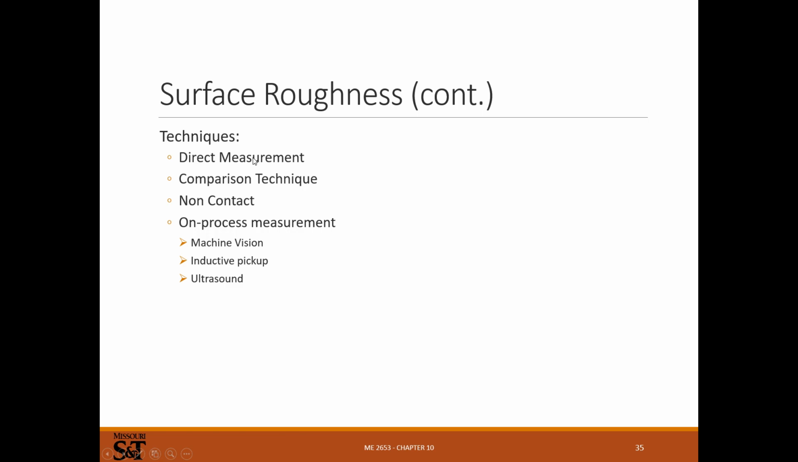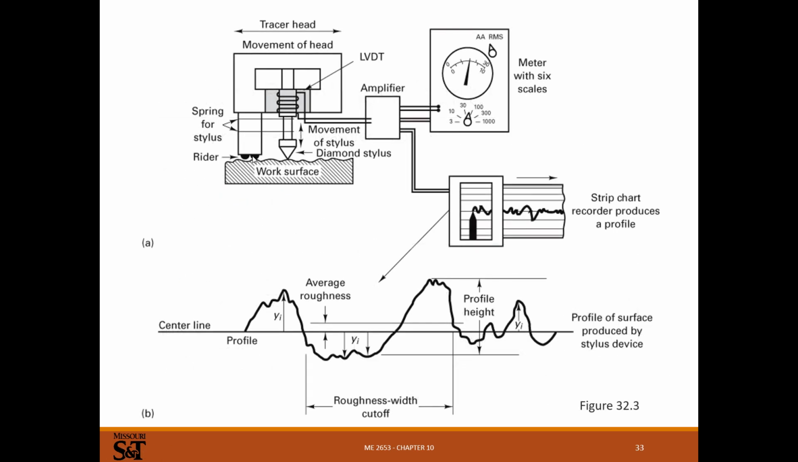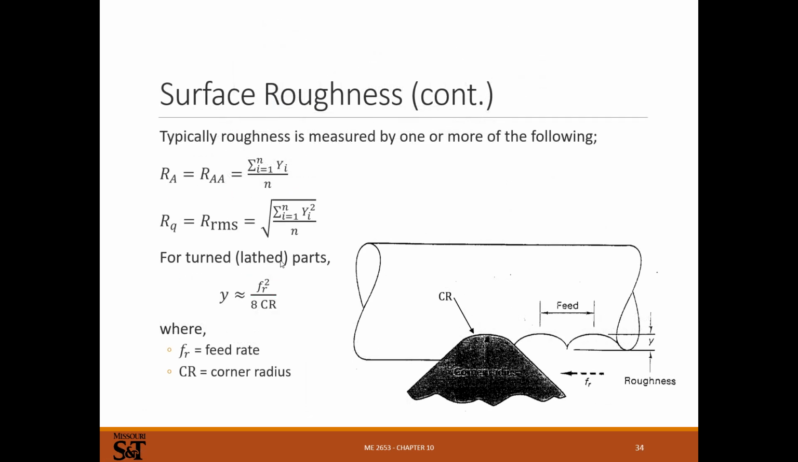Surface roughness: direct measurement, and comparison techniques, which are pretty common. We use a comparator. Non-contact, I'm not very familiar with. There are some other fancier methods that, if you're in the manufacturing quality control industry, you'll learn more about. But the basic ones are directly measuring it and then using a comparator to compare it.